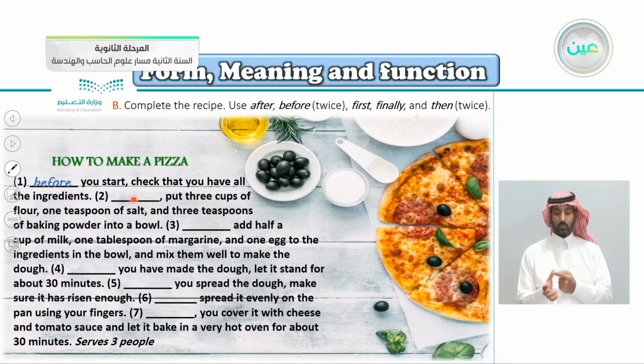So the first step here, put 3 cups of flour. So we say, yes, then put 3 cups of flour, 1 teaspoon of salt, and 3 teaspoons of baking powder into a bowl. Number 3 here, add half a cup of milk. So what do we say here? Yes, first, add half a cup of milk, 1 tablespoon of margarine, and 1 egg to the ingredients in the bowl, and mix them well to make the dough. So you want to make a dough here.